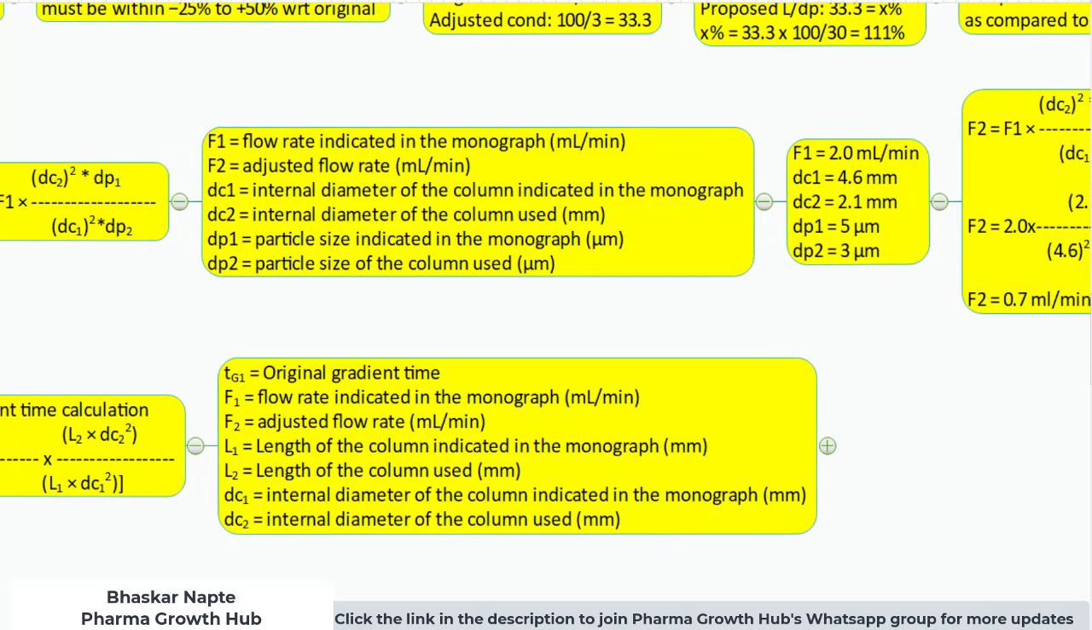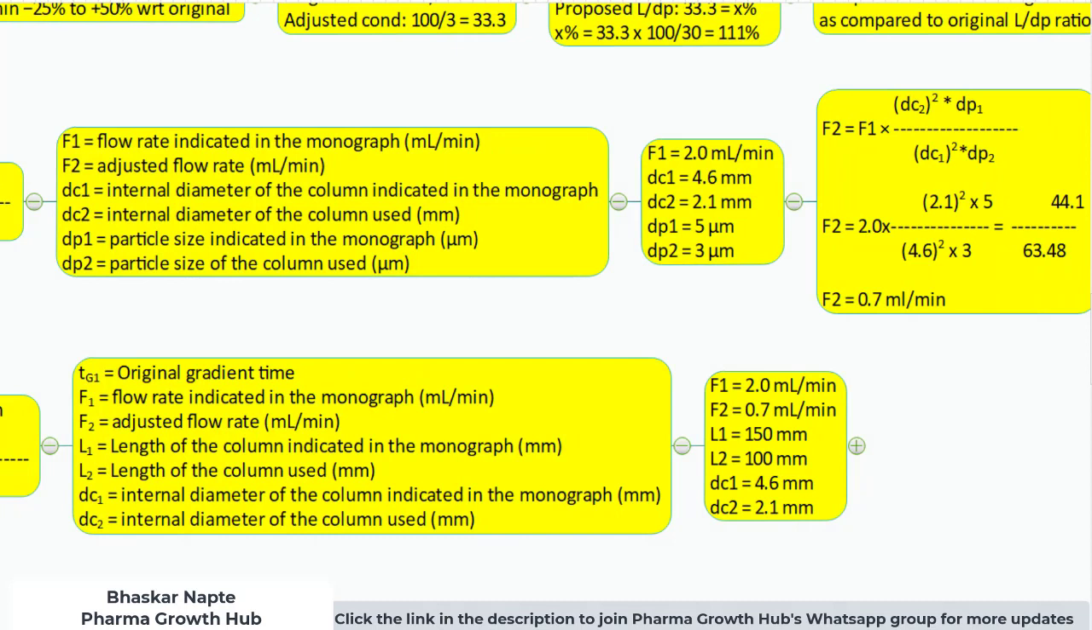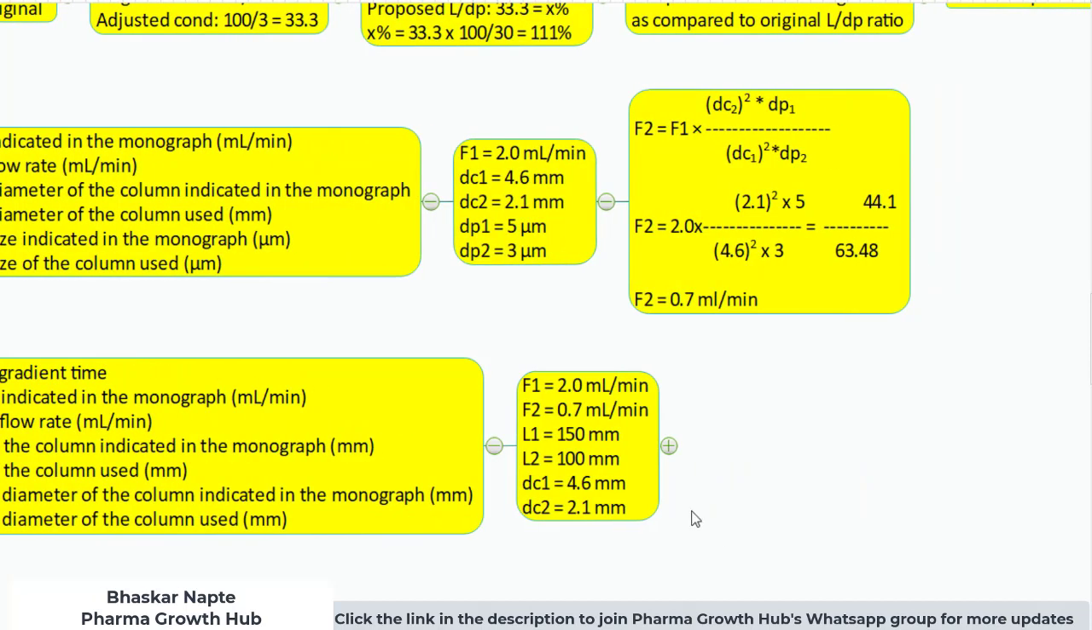So let us understand all the values. We have all the values now except TG1. We will have F1, F2, L1, L2, DC1 and DC2. F1 is 2 ml, F2 is 0.7 ml. We just calculated F2, right? I hope you remember that. L1 is 150 mm, the original length of the column. L2 is 100 mm, the proposed column length. DC1 is the internal diameter of the monograph column, and DC2 is the internal diameter of the proposed column, which is 2.1 mm.